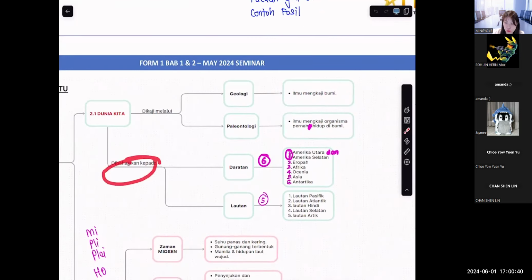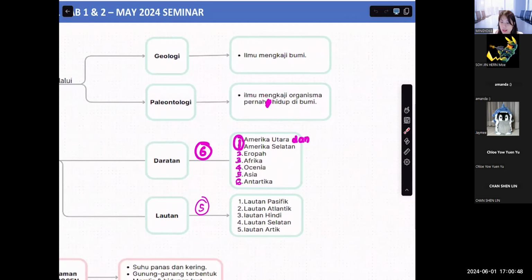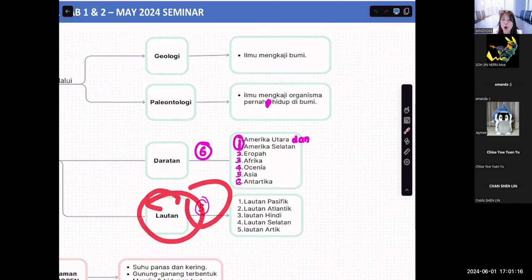So our earth is divided into land and the sea. Land, guys, can you correct me? Land only has 6 continents. Namely, America Utara and America Selatan are considered 1. Okay, now. Europa is 2, Africa 3, Oceania is Australia 4, Asia 5, Antarctica 6. Lautan, the sea, 5.